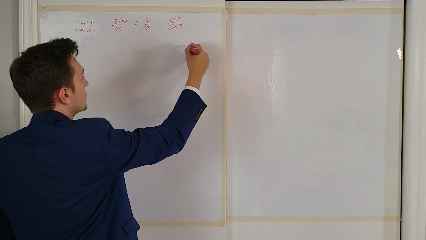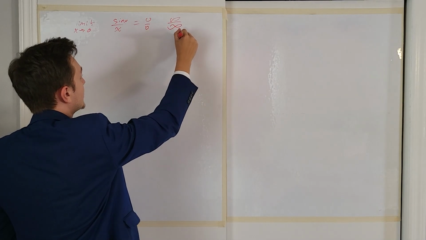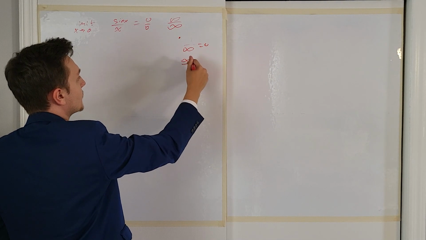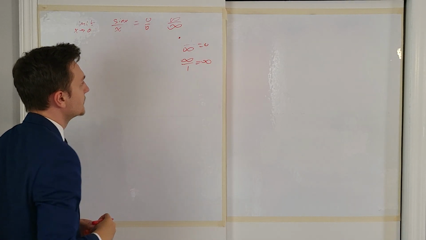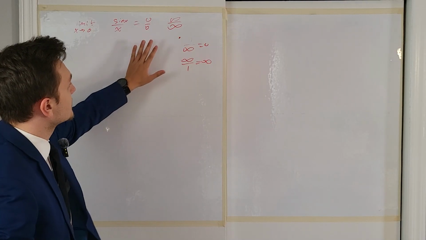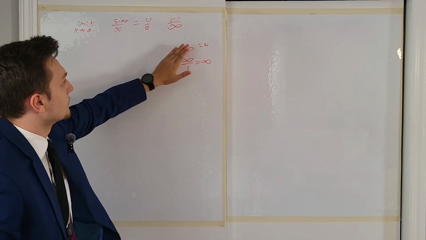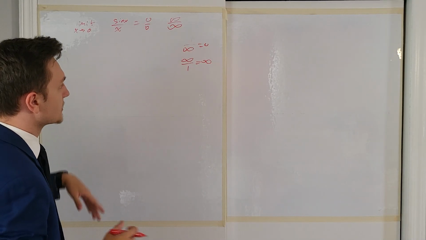Okay, 1 over infinity, that's not an indeterminate form, that's 0. Infinity over 1 is not an indeterminate form, that's infinity. Okay, so the indeterminate forms we're looking for are 0 over 0 or infinity over infinity, and the other ones are really rare, but you just need an indeterminate form.